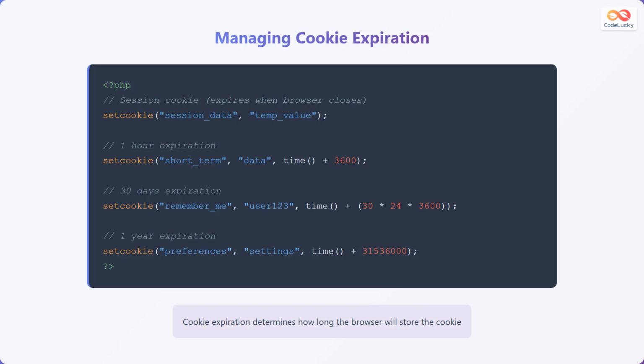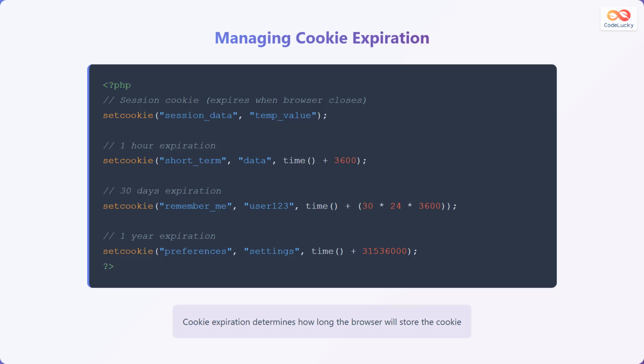Here's how to create a cookie with a 30-day expiration. The first argument is the name of the cookie, in this case remember_me. The second argument is the value of the cookie, in this case user123. The third argument is the expiration time, which is set to 30 days from now.